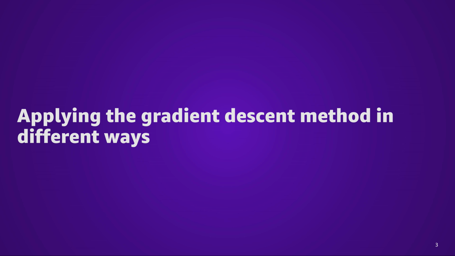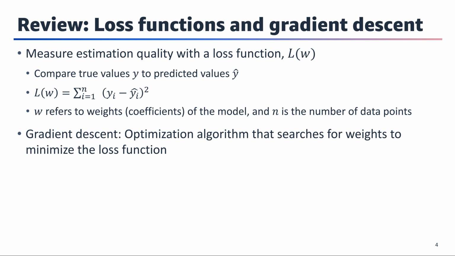There are different ways the gradient descent method can be applied. We will cover a few. Recall that we measure the quality of estimates with a loss function by comparing the true values to predicted values. The goal is to find the weights that minimize this loss, and this can be done through the optimization algorithm of gradient descent.